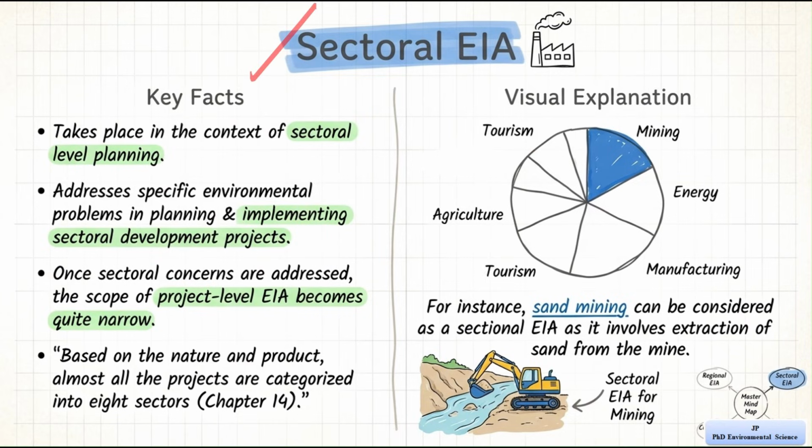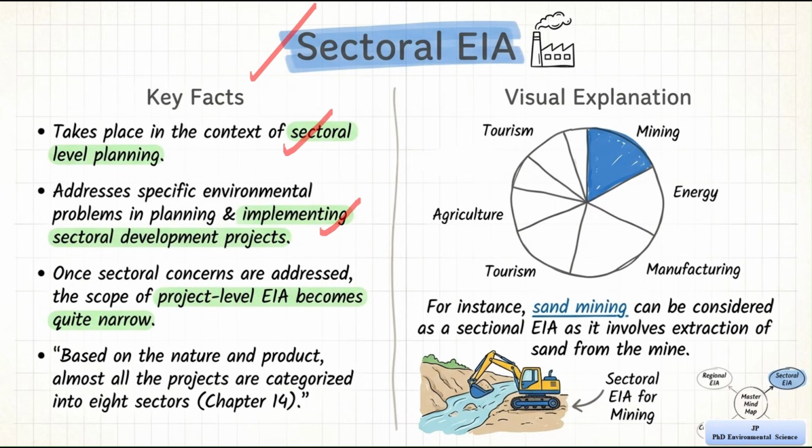Sectoral EIA. Now, this type of EIA focuses on a specific sector or industry type. Examples of sectors include mining, energy, agriculture, tourism, manufacturing. It takes place in the context of sectoral level planning. It is done when planning one particular sector, not the whole region, not a single project, only one industry type. For example, planning for the mining sector only. It addresses specific environmental problems, meaning it studies problems related to that sector only. It looks at planning implementation of that sector only.